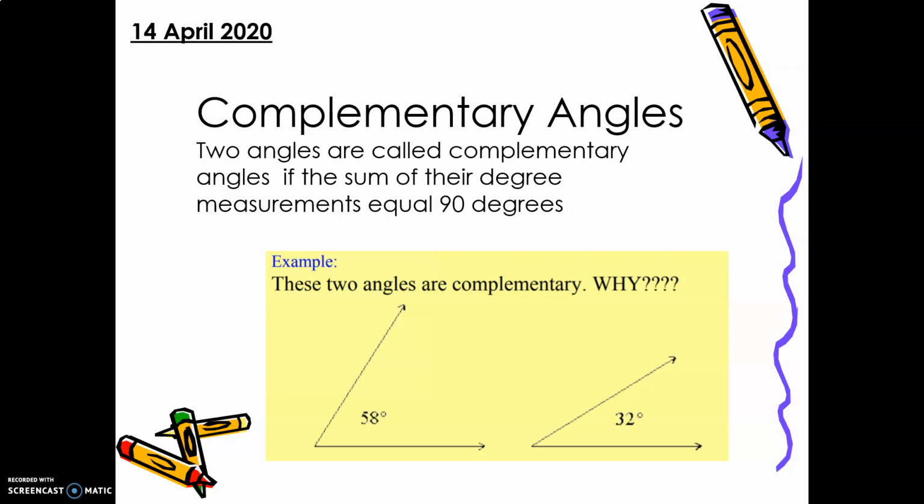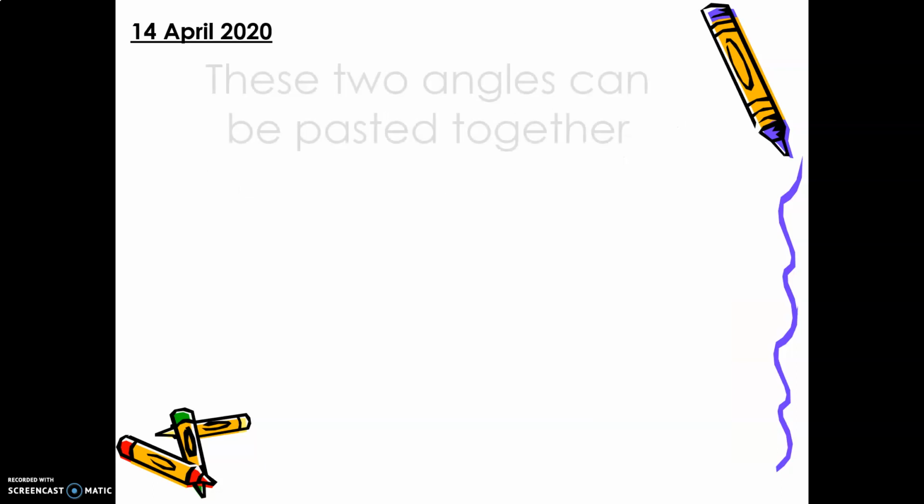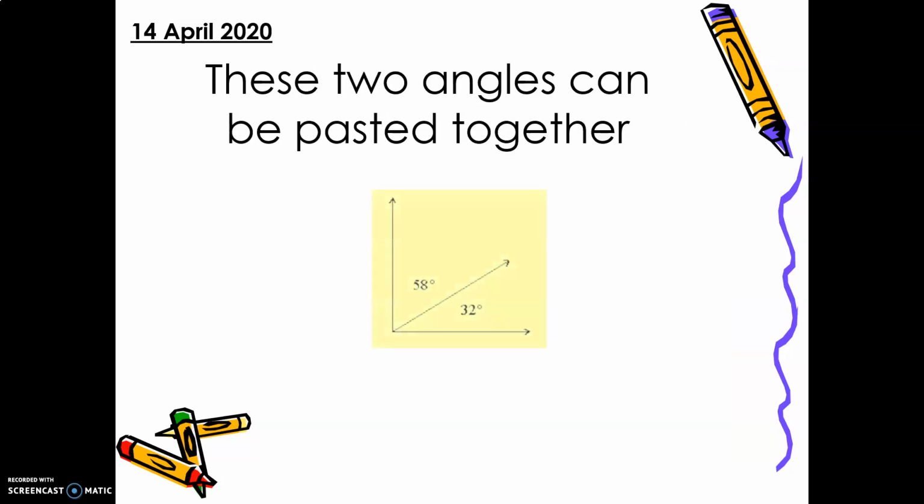Now, you could make the number anything and call it whatever you want. The point is that because those two angles make 90, you can do something like this with them, where we have those two angles put together to actually make a right angle.